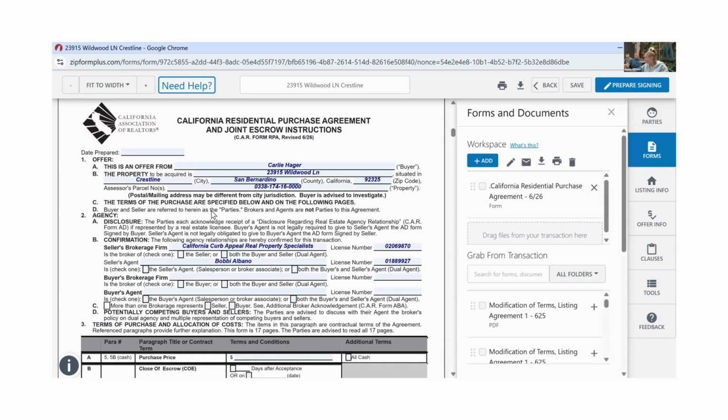All right, so number C, the terms of this purchase are specified below and on the following pages. D, buyer and seller are referred to herein as the parties. Brokers and agents are not parties to this agreement. That is very important.